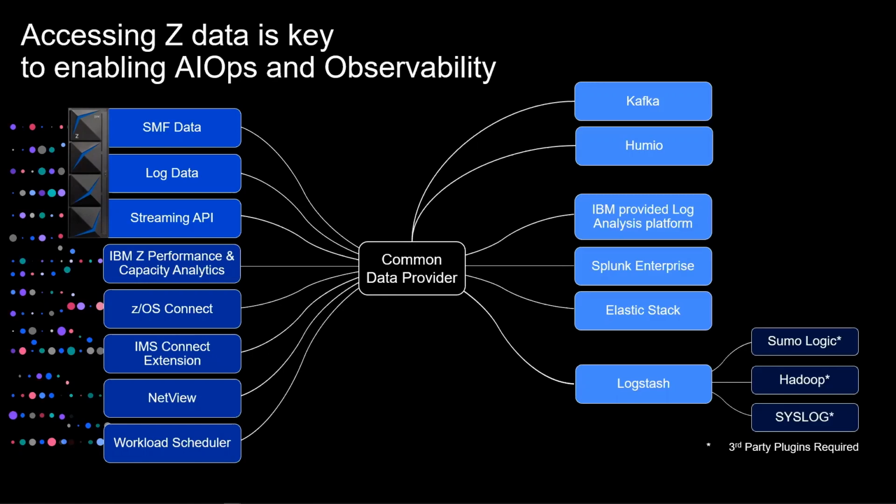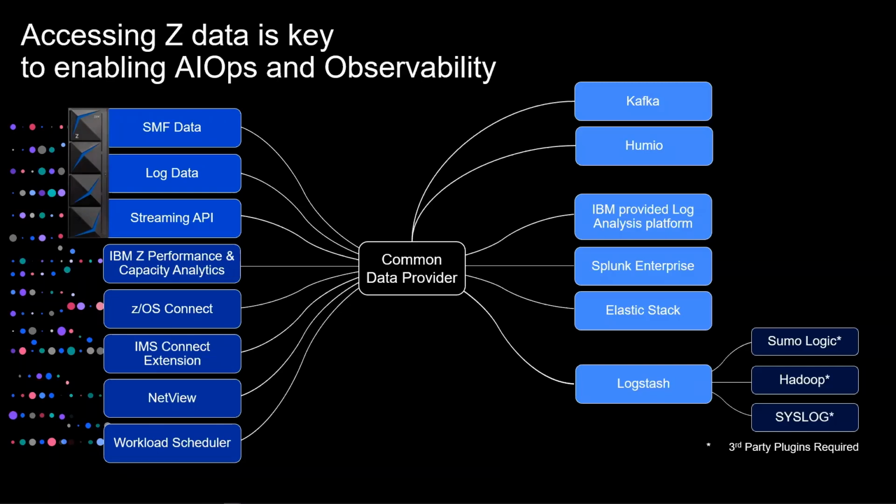So again, looking at more and expanding out that observability paradigm. And this list is growing and will continue to do so, especially as we start to look at things like OMEGAMONs and other things starting to bring their data through Common Data Provider. Now, just as the number of integrated components has started to grow, so has the target consumers.